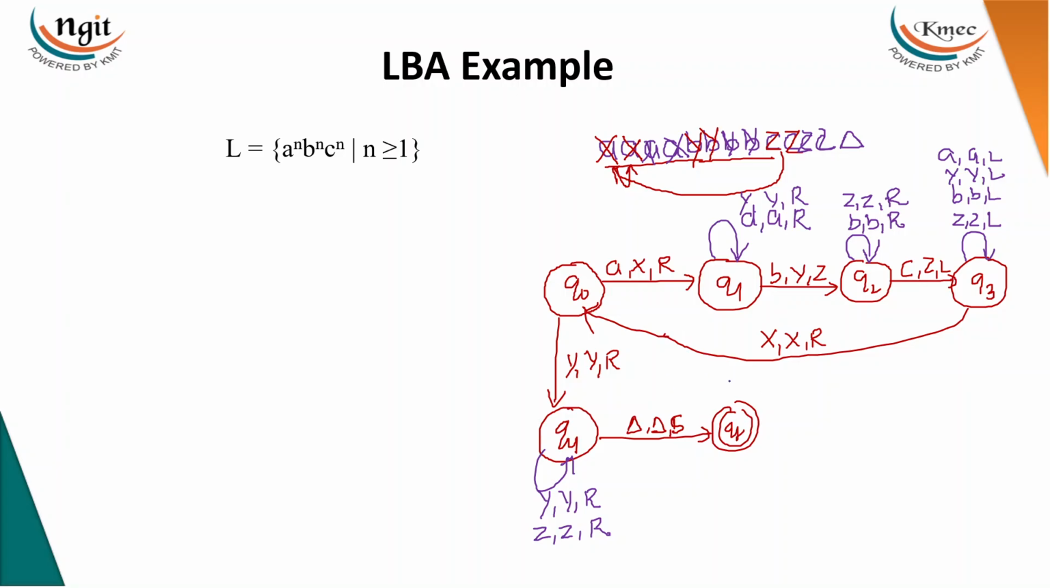So this is the Turing machine, right? Then how can we convert this into the linear bounded automata? See, in the Turing machine, the tape is going to be like this, okay?